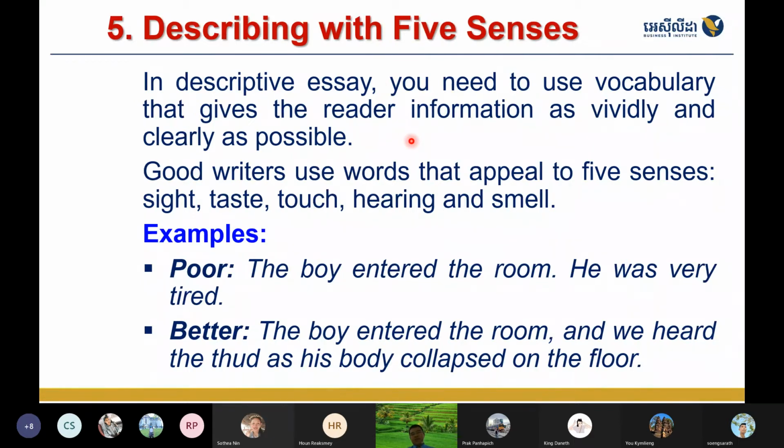Describe with the five senses. In a descriptive essay, you need to use vocabulary that gives the reader information as widely and clearly as possible. Good writers use words that appeal to the senses: sight, touch, hearing, taste and smell. Example: The boy entered the room. He was very tired. Better: The boy entered the room and we heard the thud as his body collapsed on the floor.